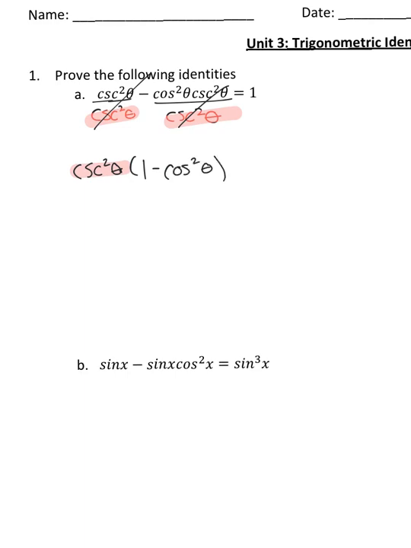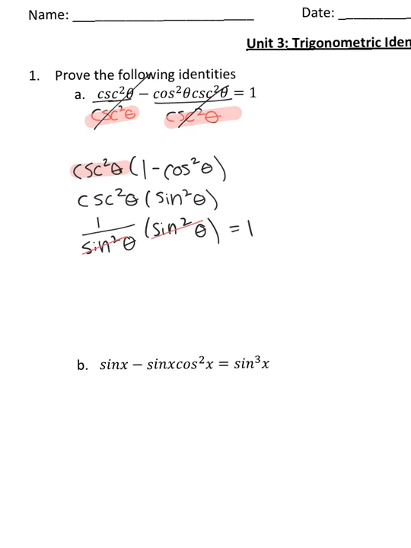So if you look at your Pythagorean identities, 1 minus cosine squared theta is the same thing as sine squared theta. And then if you look at your ratio identities, you'll see that cosecant is the same thing as 1 over sine. So I can apply that even if it's squared. I just have to make sure that the sine is squared. Okay, so now I can cancel this sine, and I'm left with 1, and that was the number that I was trying to get to, so I proved that one.